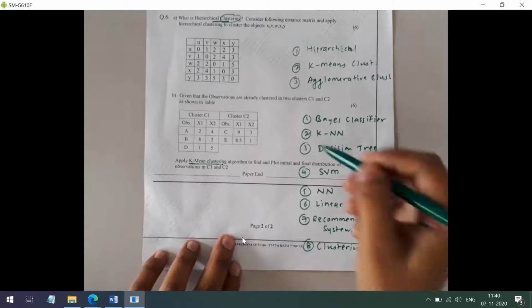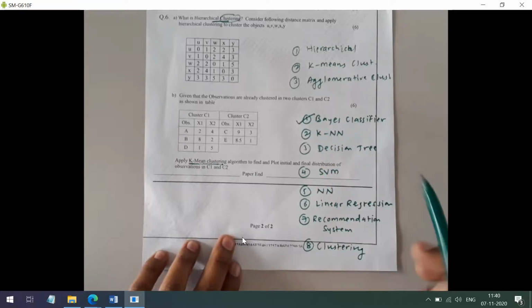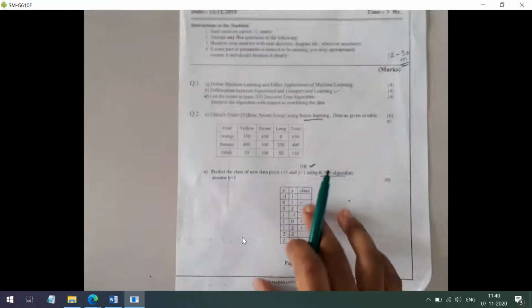So today we are going to start with the Bayesian classifier. And first we will try to solve this first numerical. Please note down this topic. We will solve this numerical.